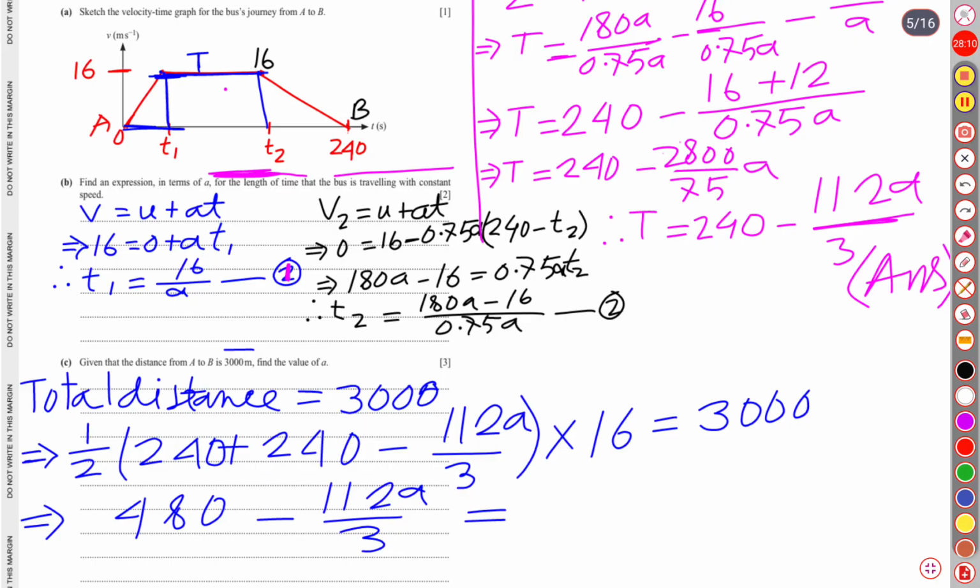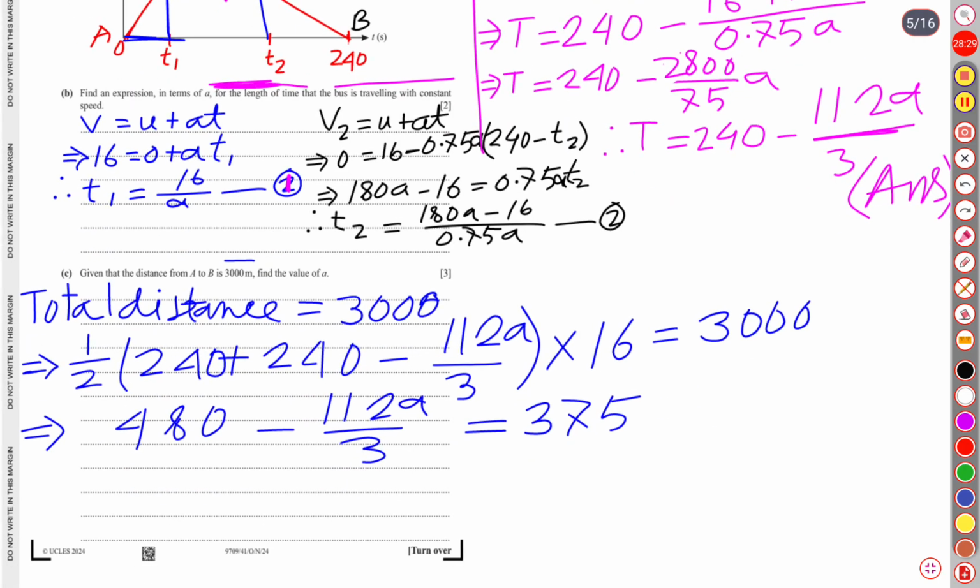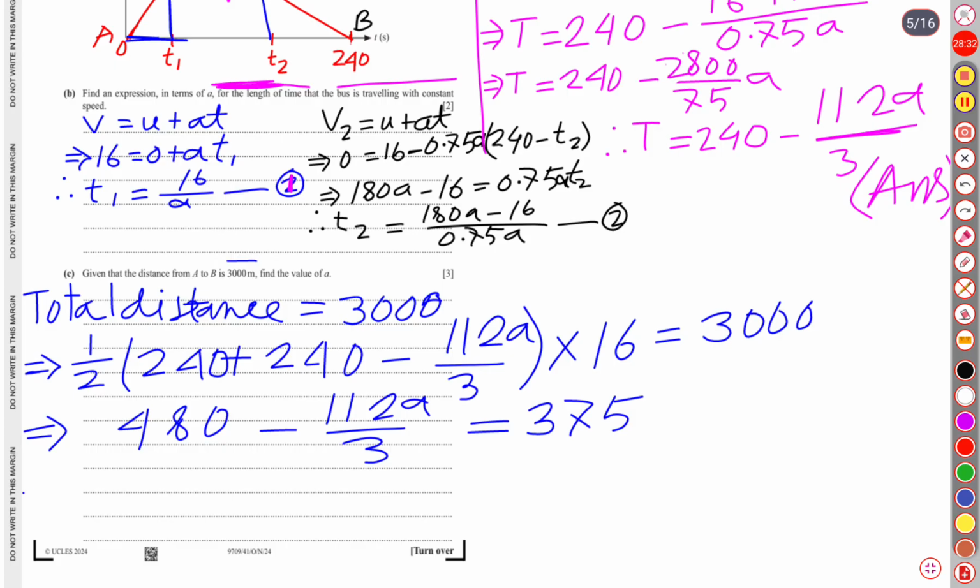If we divide 3000 by 8, is it divisible? Yes, it is exactly divisible. 8 threes are 24, 8 sevens are 56, then 8 fives are 40, so it is 375. Then 112a over 3 equals minus, if we subtract 375 from 480, it is going to be 105. Well, we require a.